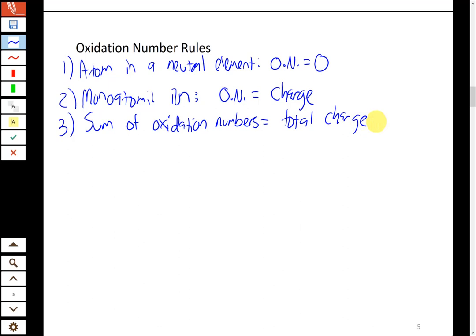Even though they're defined differently and assigned differently, if you have something that has more than one atom bonded together in an ion or a molecule, all the oxidation numbers added together will equal the charge of whatever that ion or molecule is. So that means for neutral molecules, all the oxidation numbers add up to 0, just like all the formal charges do. And then for ions, they add up to whatever the charge of the ion is. Okay?